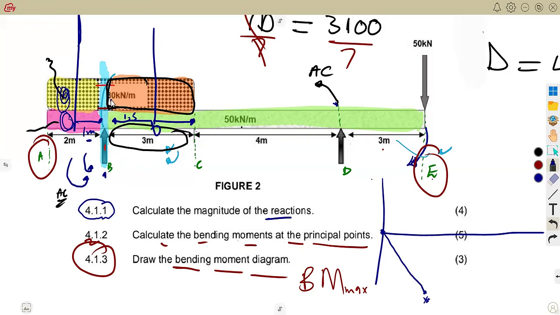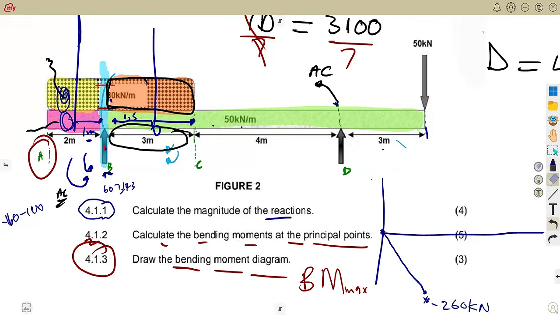Remember, it was minus 80 times 2, which was minus 160, and the 50 times 2, which is 100, minus 100. So it will be at minus 260. I'm talking about the shear force diagram. It will be minus 260 kilonewton there. Then there's a support at B. Remember your support B, it was 607,143. You add it to the support, you add to this one. Remember the support, guys, it goes up. So if we add this value, it was going to be like this, going up.